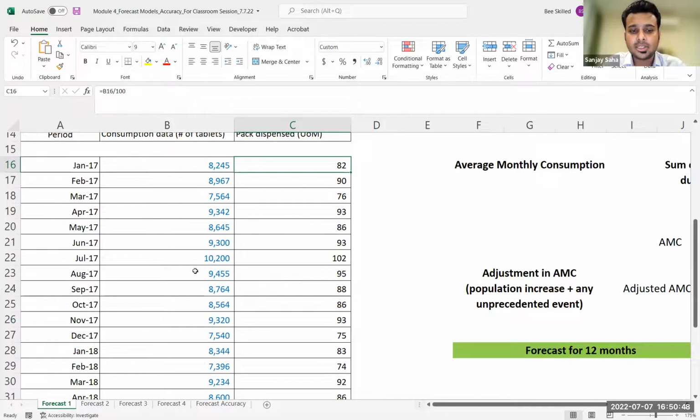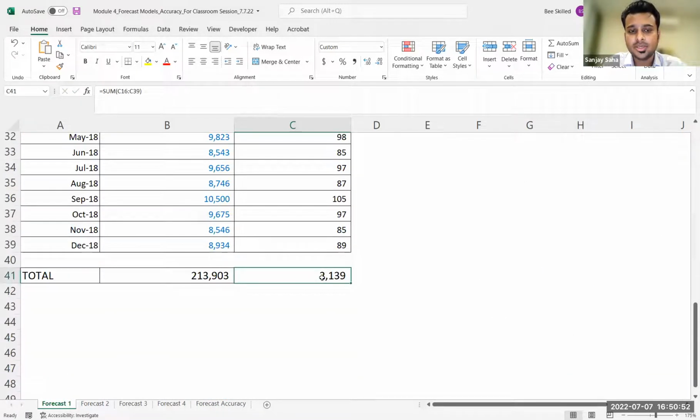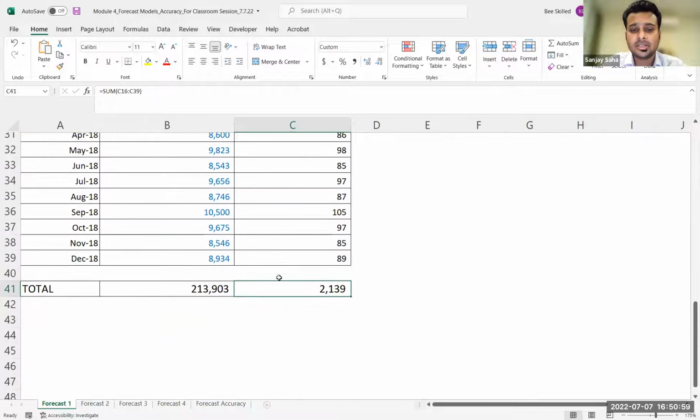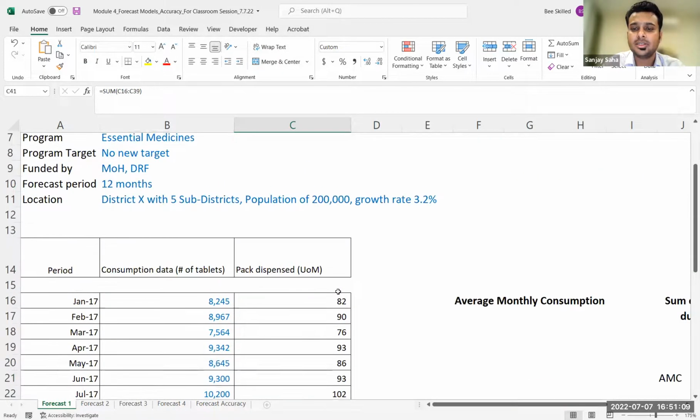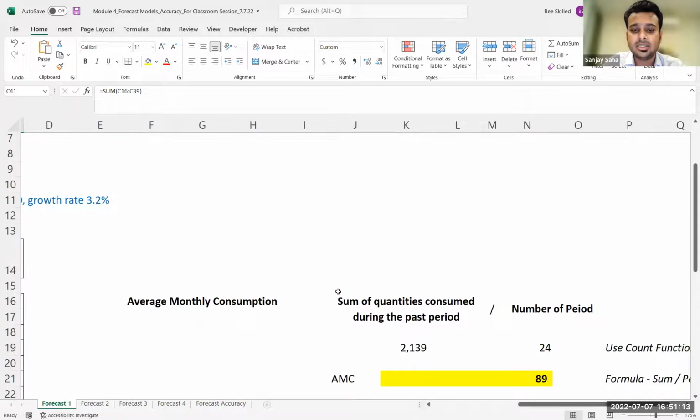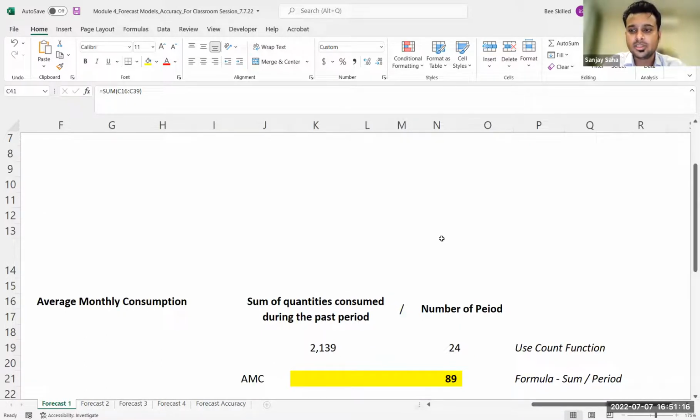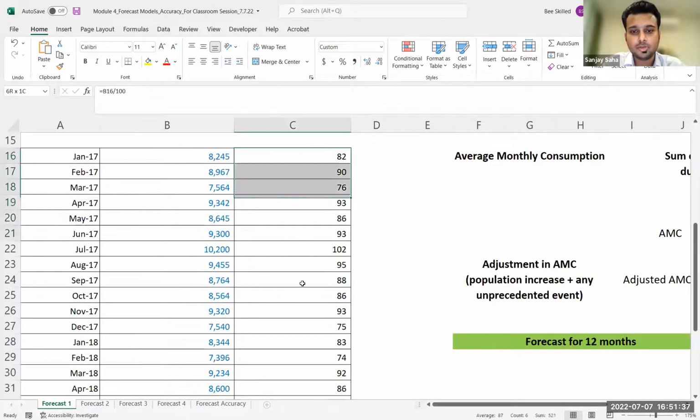Once we calculate it for each month, then we do a sum. I hope everyone knows how to do a sum of the fields in Excel. So it says that in 2 years, 2,139 packs of ciprofloxacin 500 mg tablet were dispensed or consumed. So what is the average monthly consumption? The formula for average monthly consumption is that we divide the sum of quantities consumed by the period. The spelling is slightly wrong, it's actually period. So we divide the sum of quantities, which for us is 2139, as we saw here.